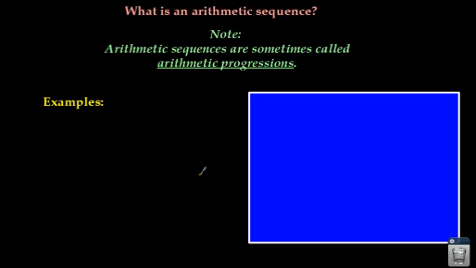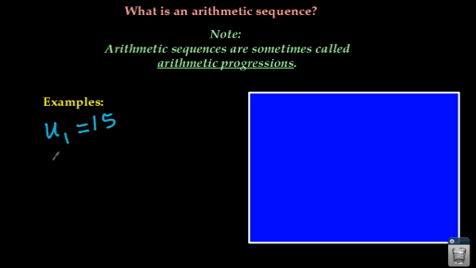Just as a reminder, and I said this earlier, an arithmetic series or sequence is sometimes called an arithmetic progression. They mean the same thing. You just might hear those names interchanged. So let's look at an example of an arithmetic sequence and see if you can figure out what they are and why they work.